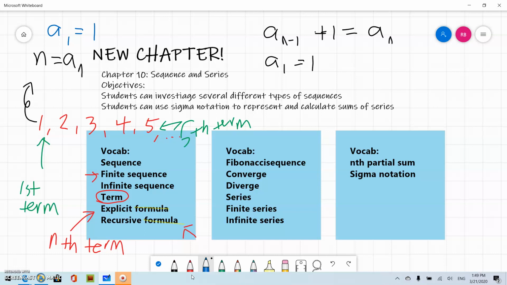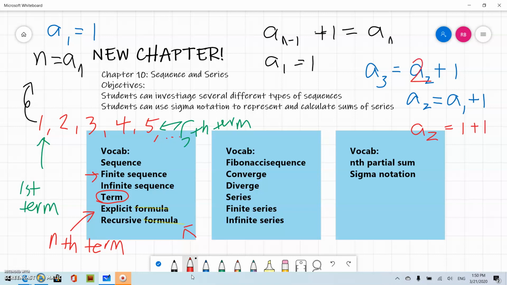So in this case, if I want to know the third term, you actually have to know the second term, and then you add 1. Since we don't know the second term, let's try to figure it out by using the recursive form. And we know A1 is 1. So then A2 is 1 plus 1, which is 2. So then A3 will be 3.